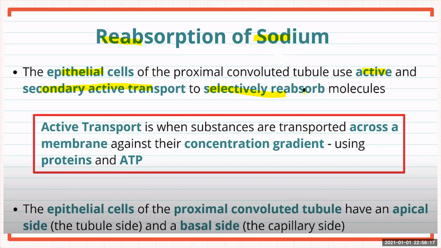So what is active transport? Active transport is when substances are transported across a membrane against the concentration gradient. For that, we need to have ATP and proteins, and that's the reason you'll see a lot of mitochondria in that place. We were discussing a while back that these epithelial cells of the proximal convoluted tubule have an apical side, which is the tubular side. It faces the lumen, and then it has a basal side, which is the capillary side.